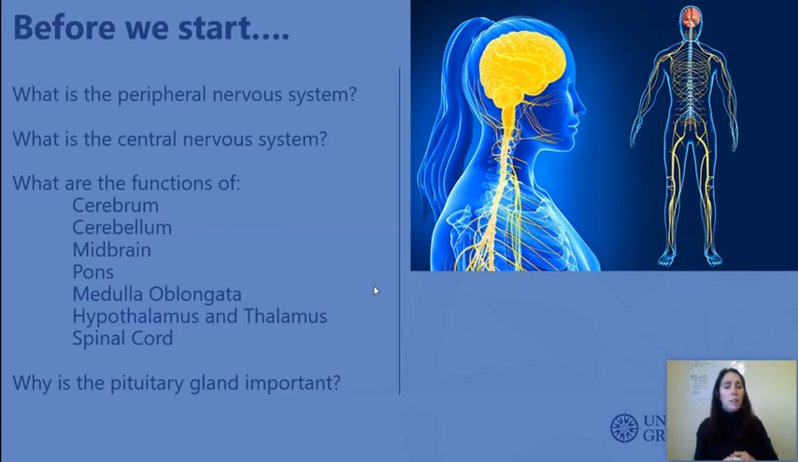So when you learnt the anatomy of the brain, I'm sure you could tell which bit was which. However, did you actually learn the functions? So take time now to learn the functions, revise this of the cerebrum, the cerebellum, the midbrain, the pons varolii, the medulla oblongata, the hypothalamus and thalamus, and the spinal cord. All right, that'll probably take you about 15 minutes.